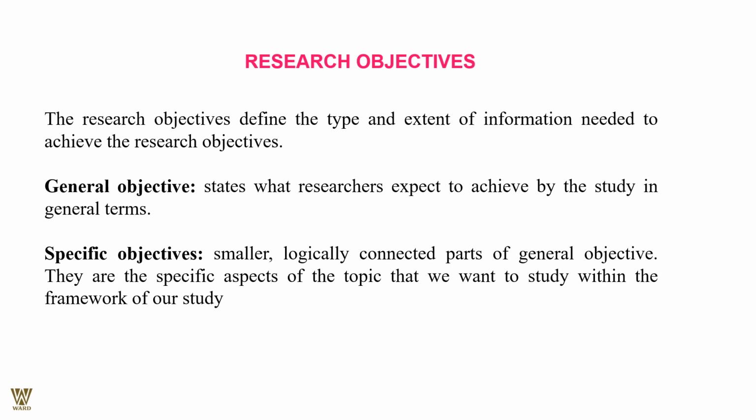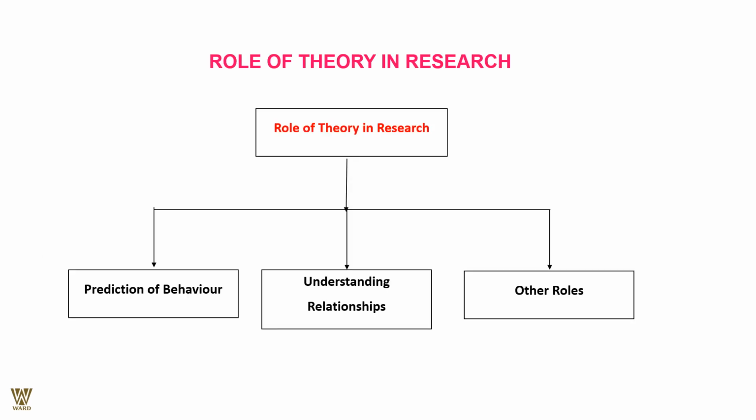General objectives state what researchers expect to achieve by the study in general terms. Specific objectives should be smaller, logical, connected parts of the general objective. They are specific aspects of the topic that we want to study within the framework of a study, as the case might be. So yes, we always should have an overarching objective, and then specific objectives which should be sequential in nature to arrive at the general objective.